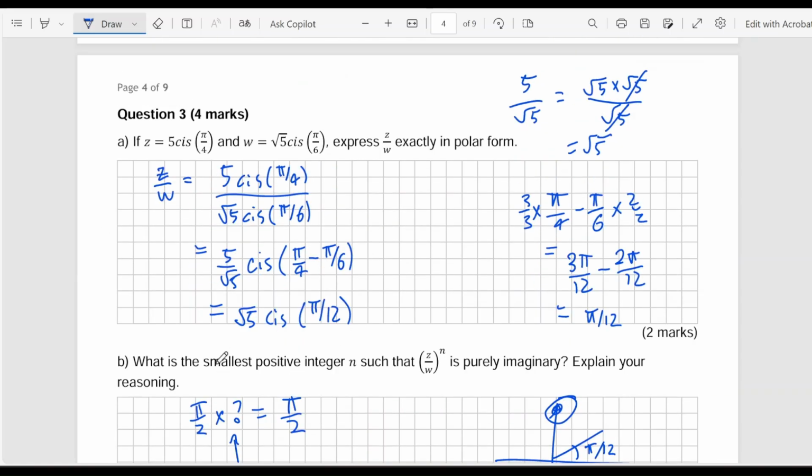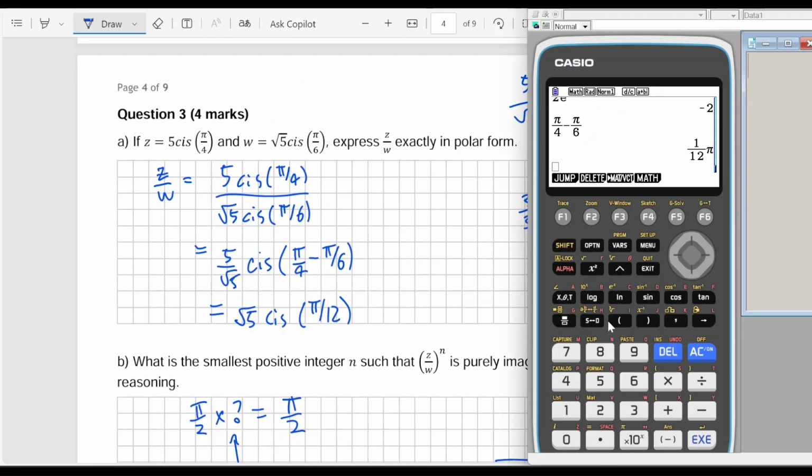Now, how do we check? I always like to double check. One thing that you can do is work out these original z and w's. So z is, if we use Euler's form, 5e to the i pi over 4. It's just a quicker way of writing cis, really. I'm going to see what that equals, and I'm going to use this little arrow to store it in z on the calculator, say alpha z. So now every time I use z, that'll come up.